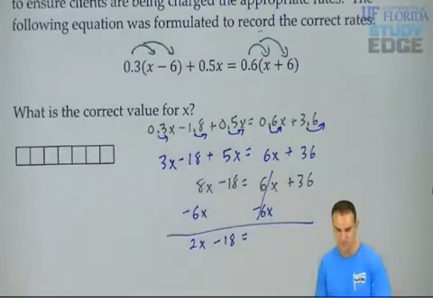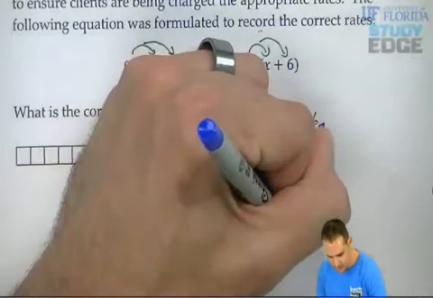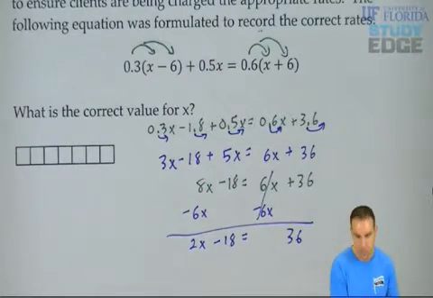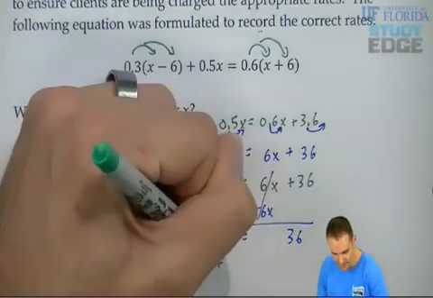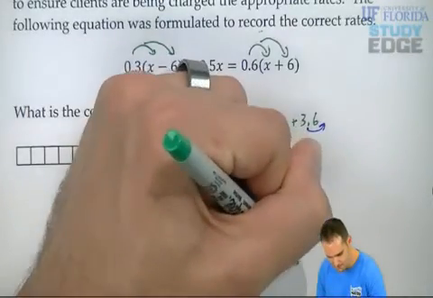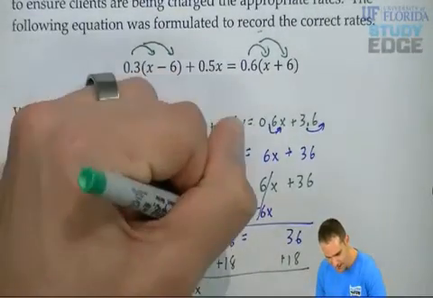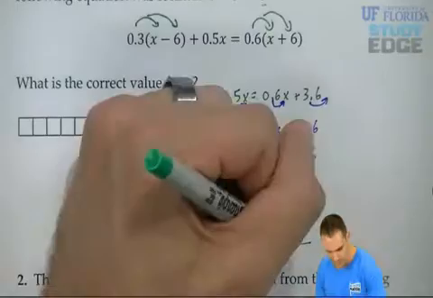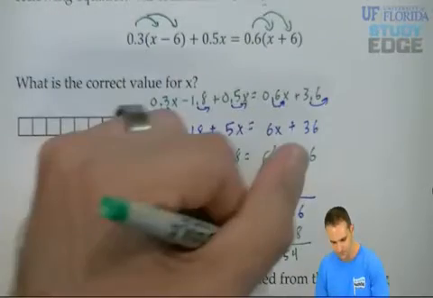6x minus 6x cancels. 36. Move my numbers to the right, add 18. 2x, 18's cancel, equals 54.